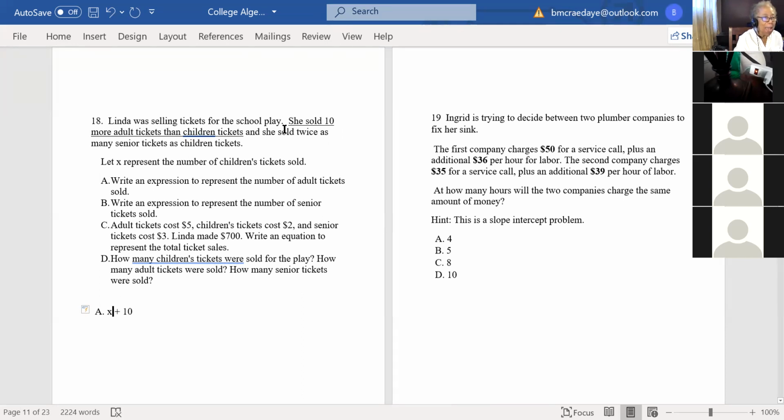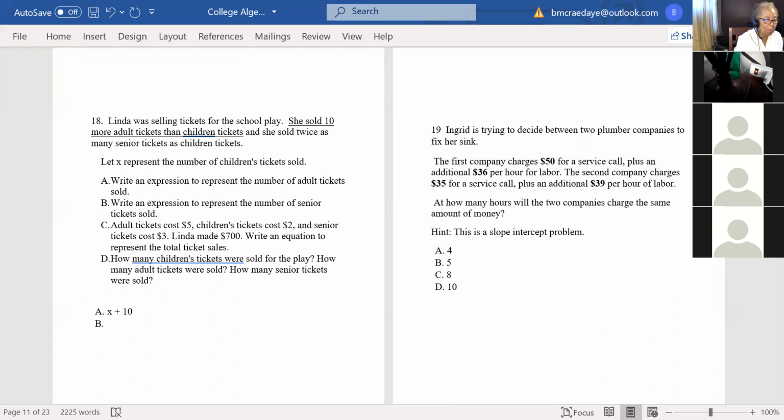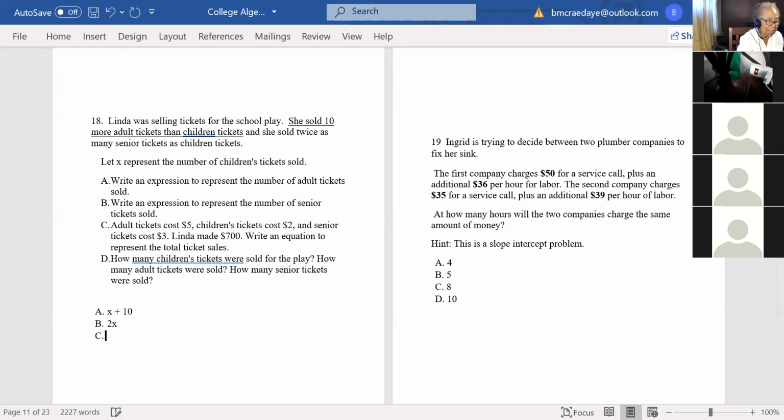She sold twice as many senior tickets as children's tickets. So what would B look like? 2X. That's it. That's all you had to write. Write an expression to represent the number of senior tickets sold. She sold twice as many senior tickets as children's tickets, so that's 2X. All right, so let's go to number C.